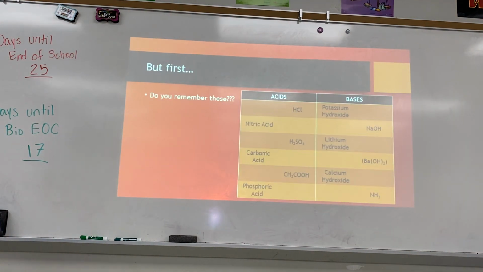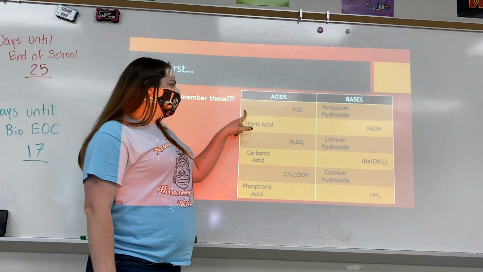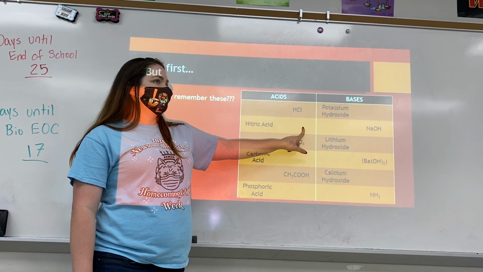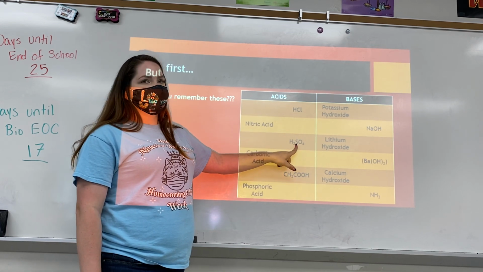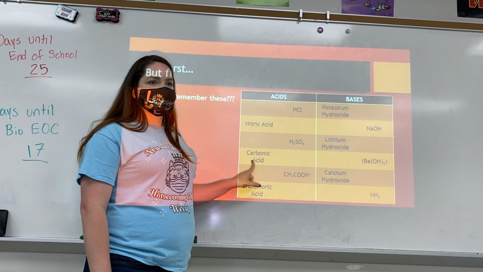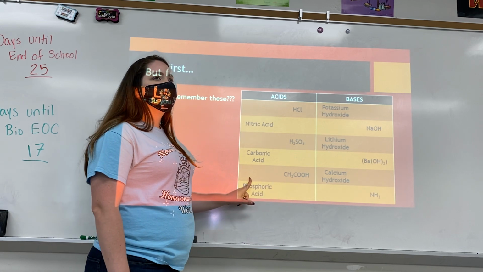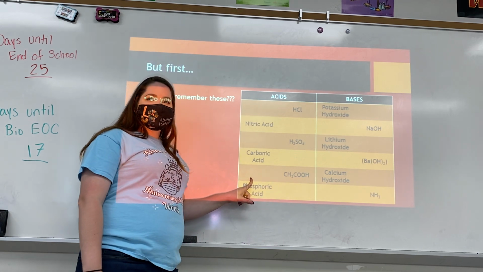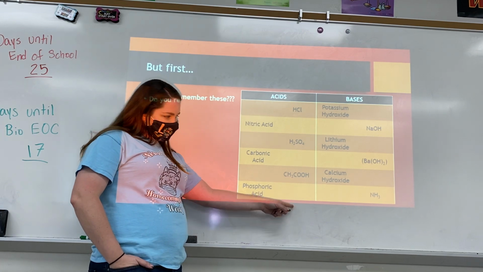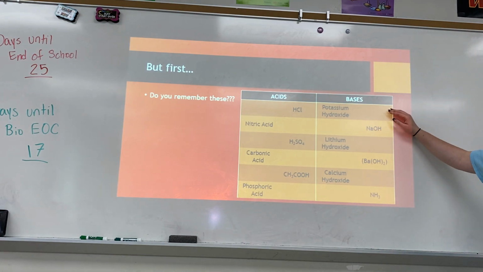Alright, so what is this? Hydrochloric acid. How do you write nitric acid? HNO3. What is H2SO4? Sulfuric acid. How do you write carbonic acid? H2CO3. What's CH3COOH? Acetic acid. What is phosphoric acid? How do you write it? H3PO4. Okay.